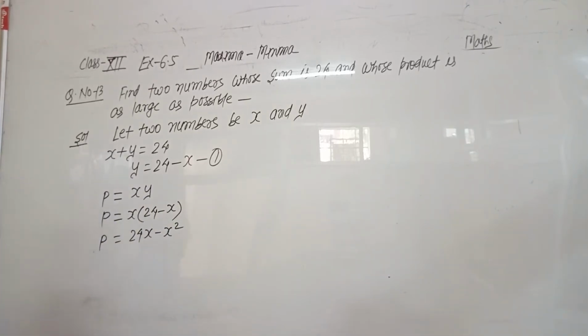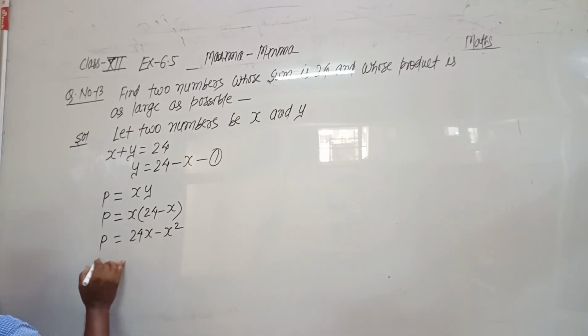Now the working steps. First we have to differentiate and find dP by dx. Then we make it equal to 0, dP by dx equals 0, and find the value of x. Then find its double derivative, d2P by dx square, and in the double derivative put the value of x which we determined. If the double derivative is less than 0, it gives a maximum value, and if it is greater than 0, it gives a minimum value.